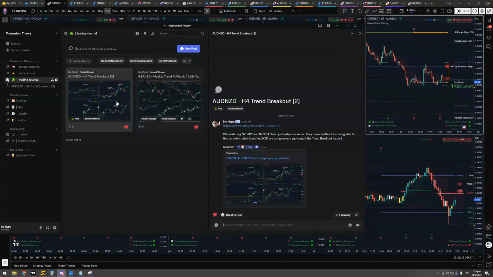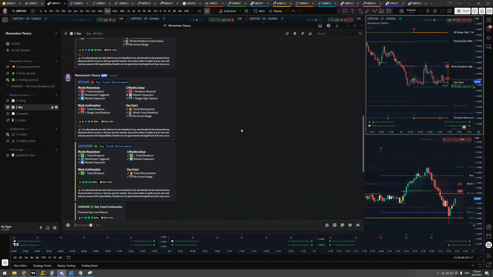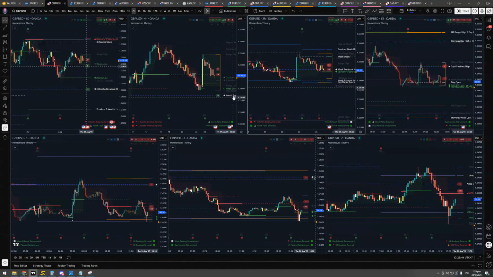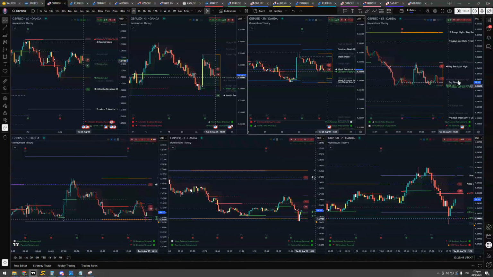Trading journal, trade today. I saw it off of this daily scanner on the Aussie NZD, and that's how I picked off that one. So that's the workflow now with momentum theory. Pretty cool. Really excited about it. And yeah, let's see if this trade happens. Gonna wait for London, and let's see.